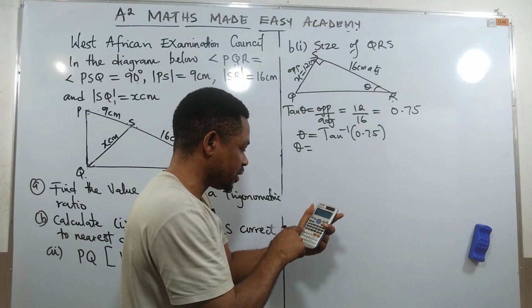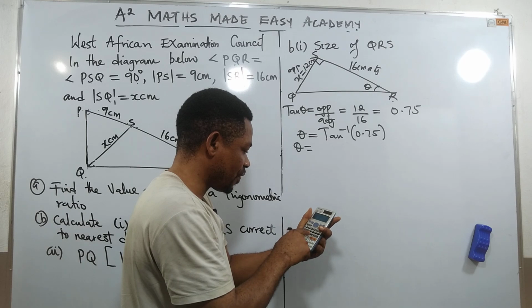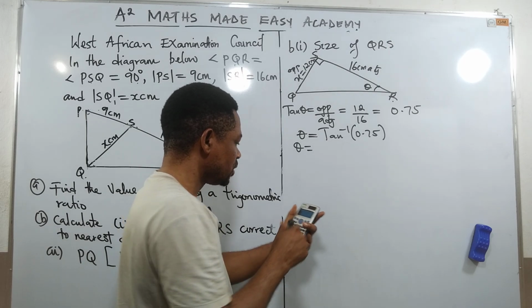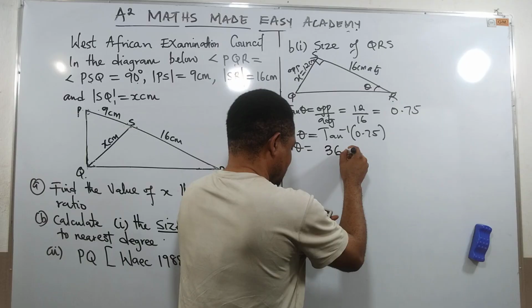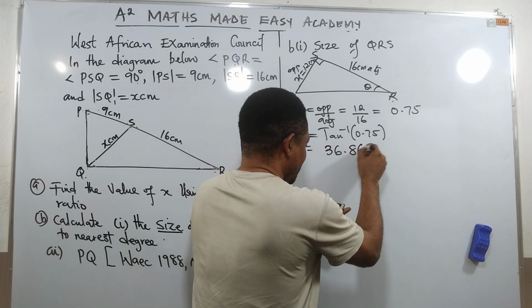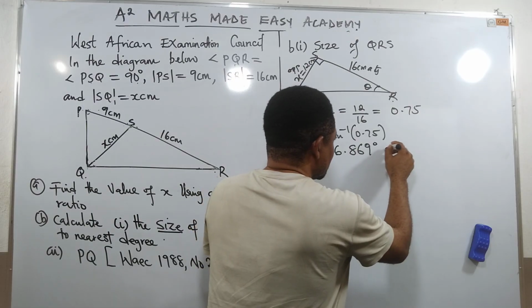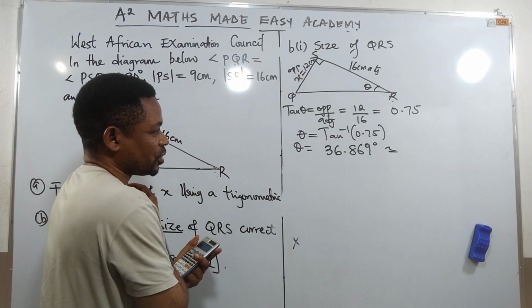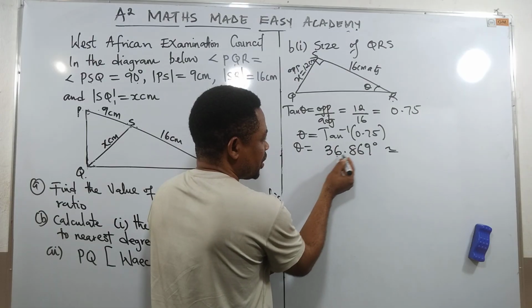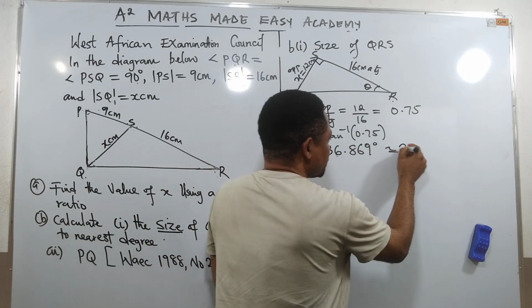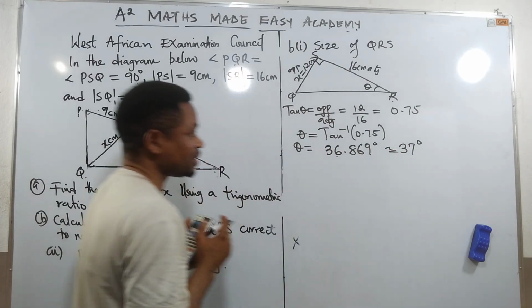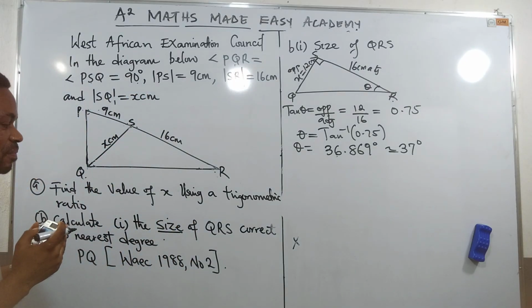Then point 0.75. Are you there? Then what is the value? The value is 36.869 degrees. But the question says, leave your answer to the nearest degree. So this is to the nearest degree. Then approximating, it becomes 37 degrees. And that is the final answer. Have I made myself clear?